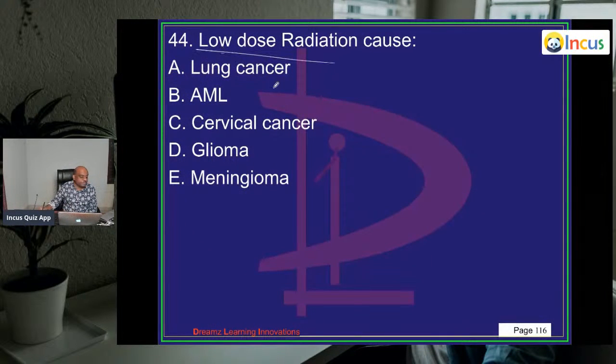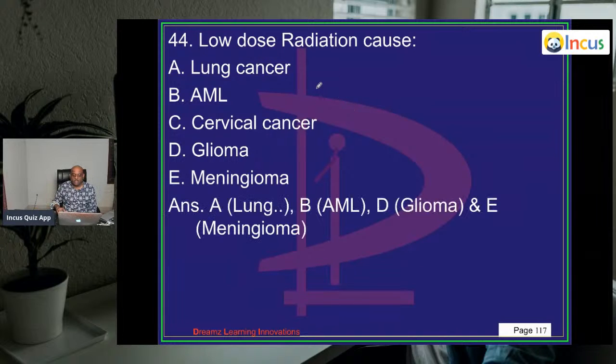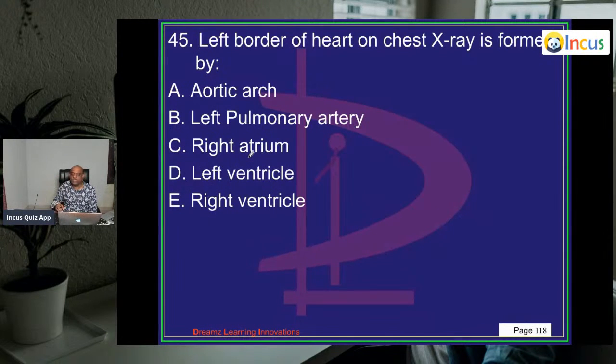So the low dose radiation, what does it lead to? As we said, leukemia is most common, even lung cancer, glioma, meningioma, any of them can occur because of the low dose radiation. So you should know what are the radiation induced malignancies you need to be very sure about.